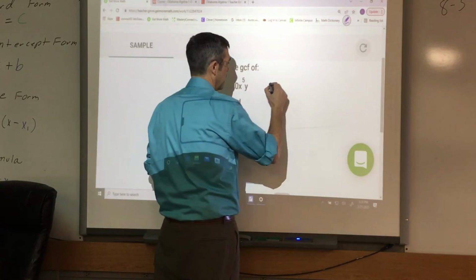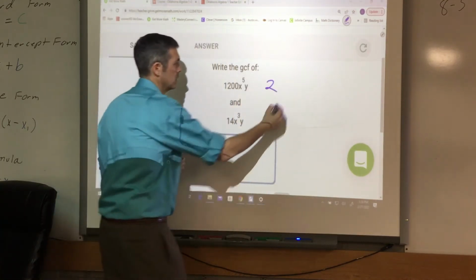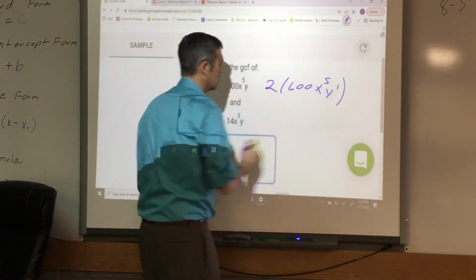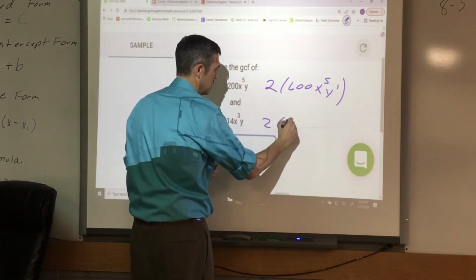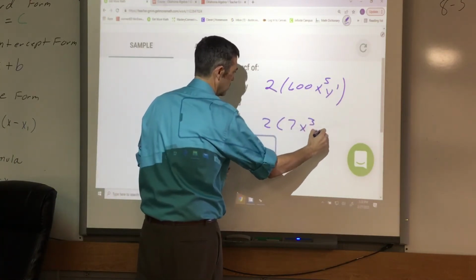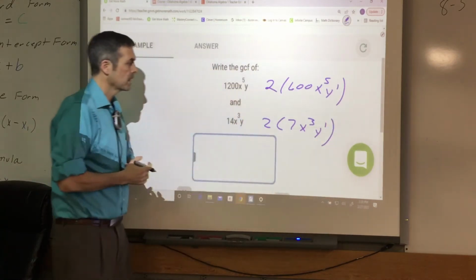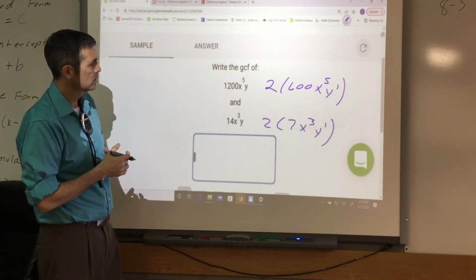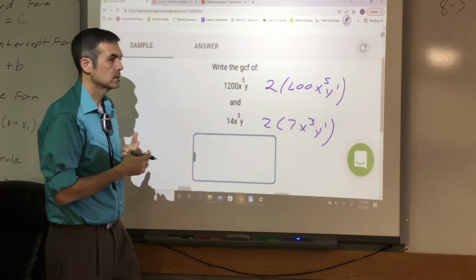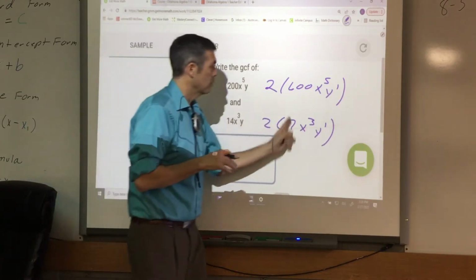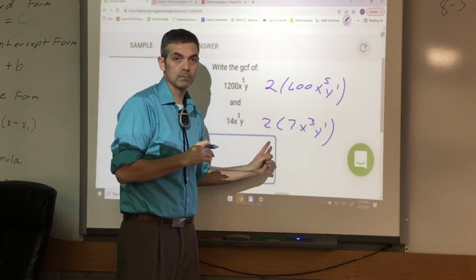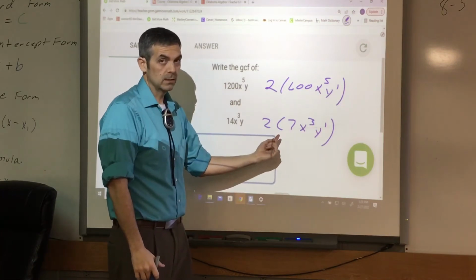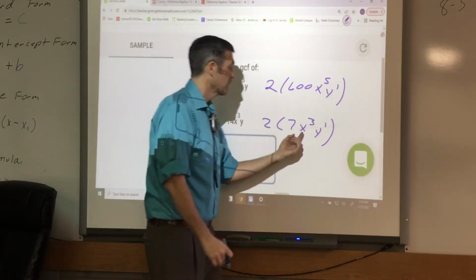So if I take 2 out of that, that gets me 600 x to the fifth, y to the first, and that gets me to 7 x to the third, y to the first. All right, I don't think 7 goes into 600. No, it does not. Okay, so we're done with our coefficients. The 2 is going to be the number that comes out of there. Now we go to look in our variables. And guys, if you get this as a prime, check to see if you can just divide it and see. But now go to your variables.